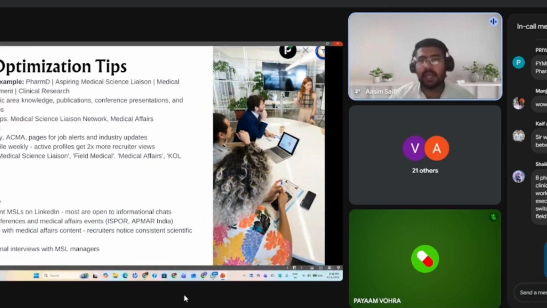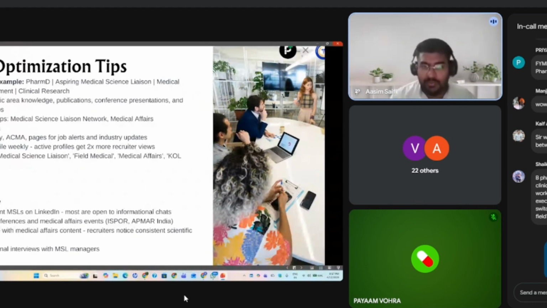Because in the medical writing field, we have medical writing associations like AMWA, American Medical Writers Association, and EMWA, European Medical Writers Association. For HEOR, there is ISPOR. Similarly, there are some for MSL. I am forgetting the name right now. You can search for the MSL community. Sorry for that, I'll search and let you know. MSL Society, like ACMA, pages for job alerts and industry updates.